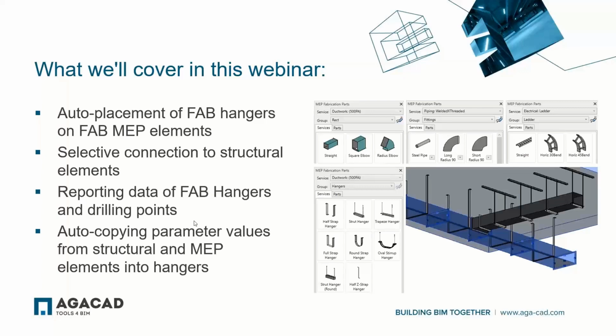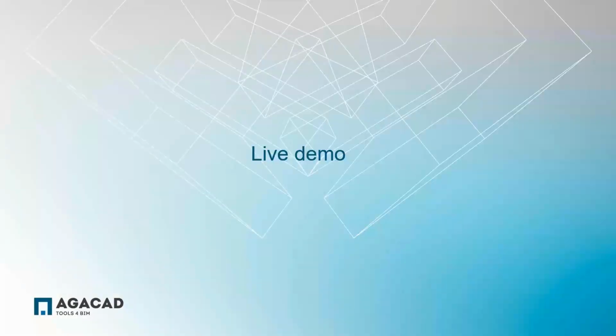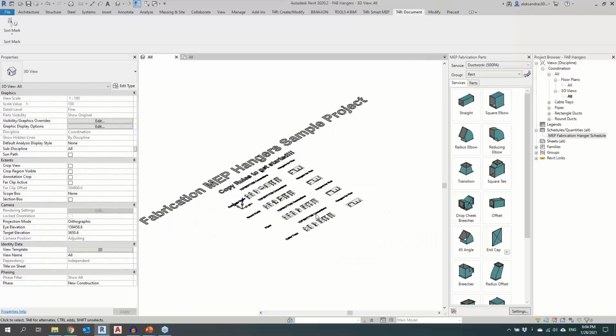After today's webinar, we will end up with our sample project filled with fabrication hangers, and all the parameters will be filled up. As well as that, after this webinar, I will be loading this project to our MEP Hangers eHelp page, so everybody can download it and copy the rules for an easier start with MEP Hangers. Let's go to our model today.